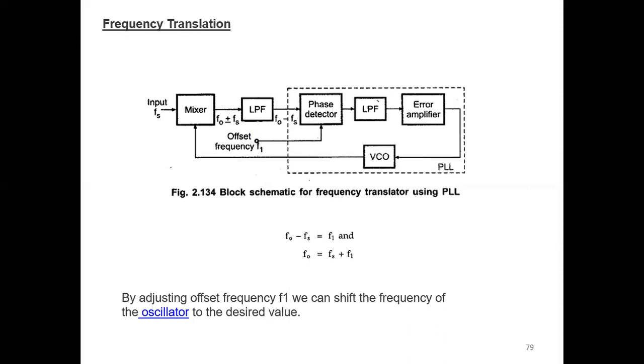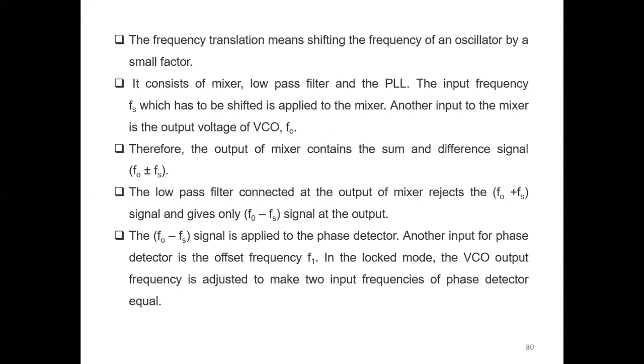The next application is frequency translation. That means we are going to change the frequency of the input, by adding or subtracting a frequency to or from the input frequency. Here we have a mixer, low pass filter, phase detector, then error amplifier and VCO. We are adding the offset frequency with the input: f0 minus fs equals f1, and the output f0 is equal to fs plus f1. That means by adjusting the offset frequency f1, we can shift the frequency of the oscillator to the desired level. Frequency translation means shifting the frequency of an oscillator by a small factor.